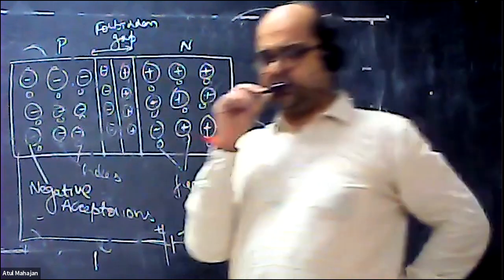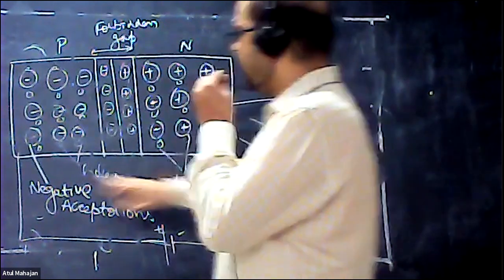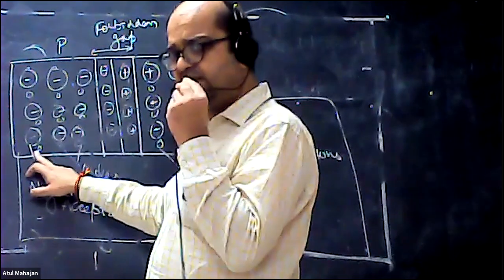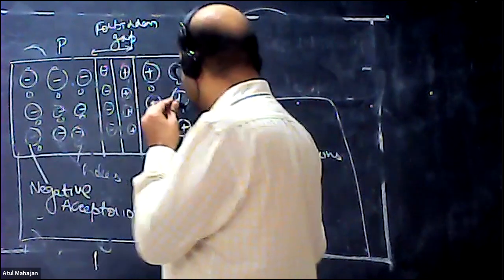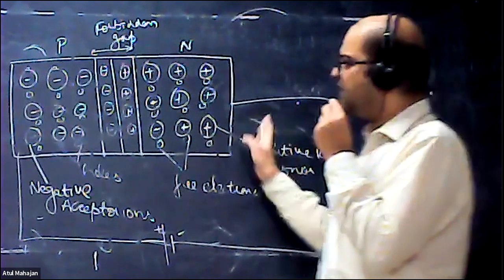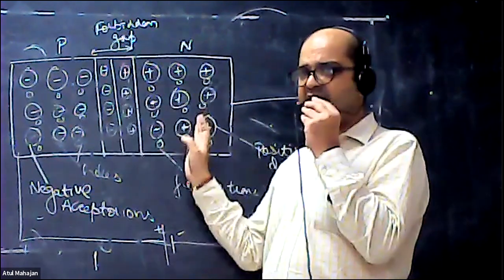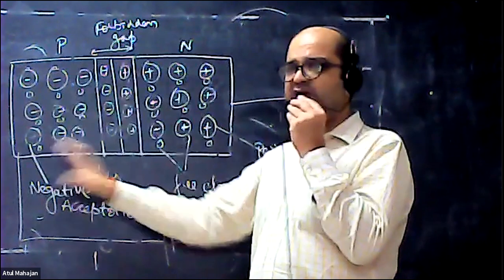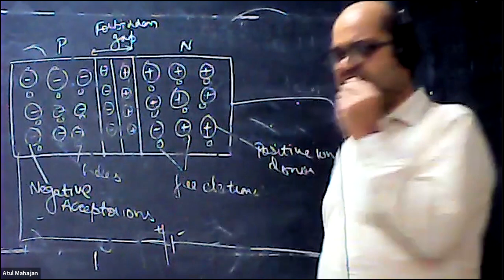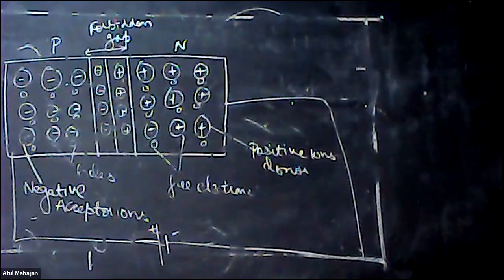Okay, so we have these negative acceptor ions which are responsible for the acceptance of the free electrons. Similarly, here we have the positive donor ions which are able to donate themselves to the acceptor ions to form the complete structure of the PN junction diode. This is the complete structural analysis of the PN junction diode and how it actually works. That is the main structural analysis of this PN junction.